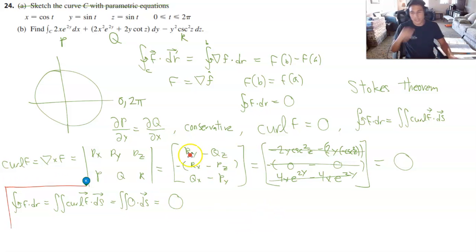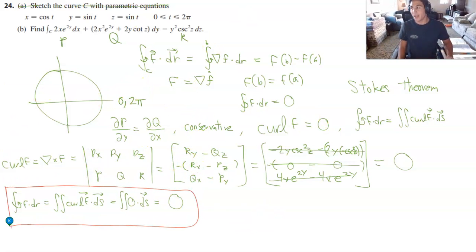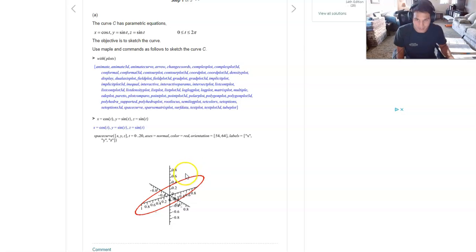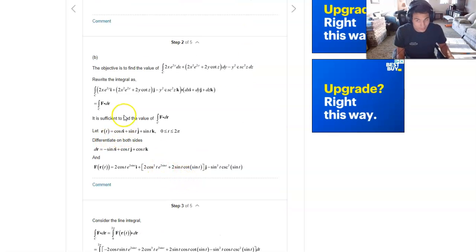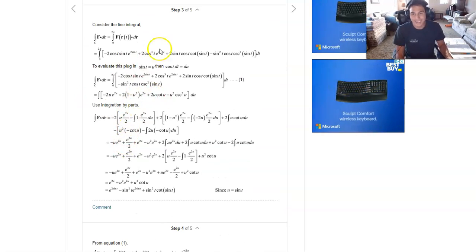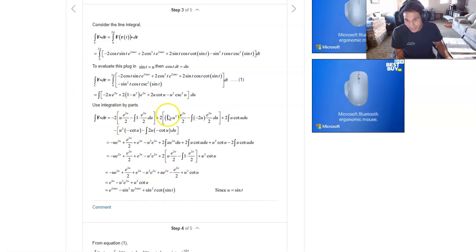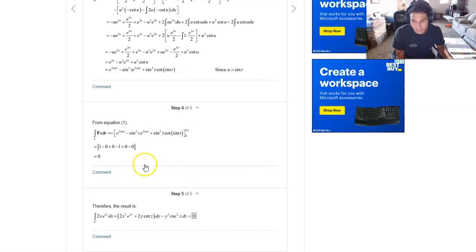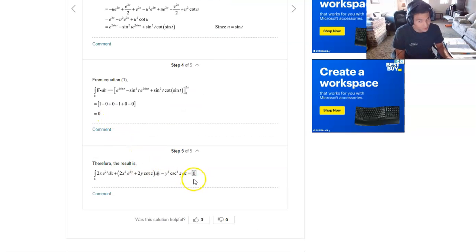And real quick, if you don't believe me, I do have Chegg, and I want to show you what happens. So this is what they do. Look at that, man. I don't think anybody wants to do this. This is ridiculous. How many integration by parts are they doing? I mean, look at all the substitutions. And look, it goes to 0.